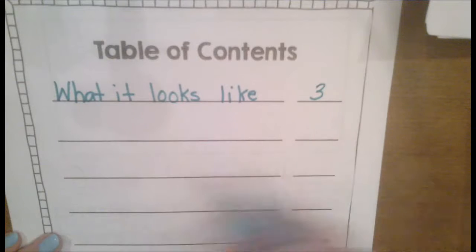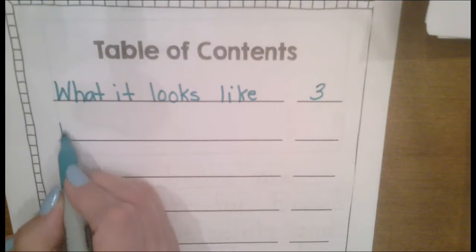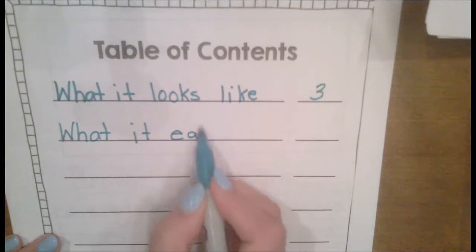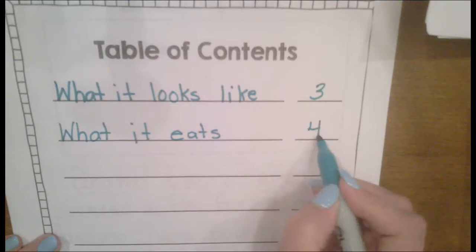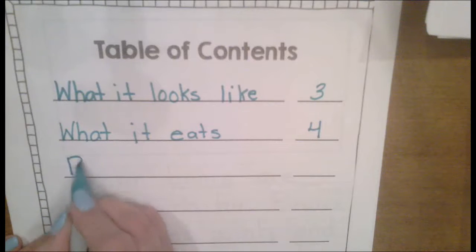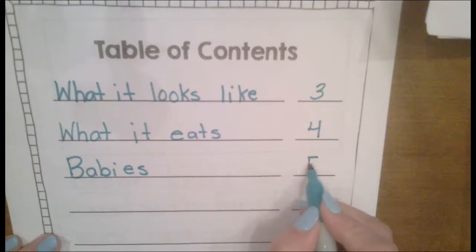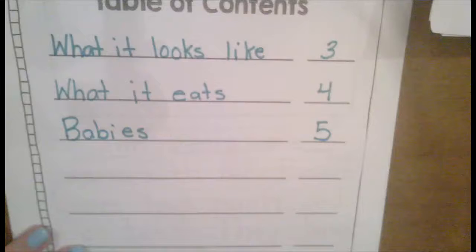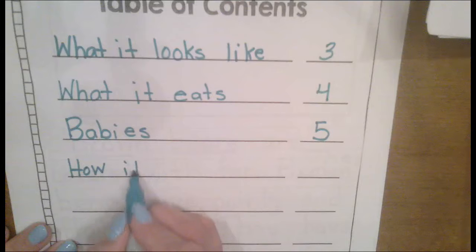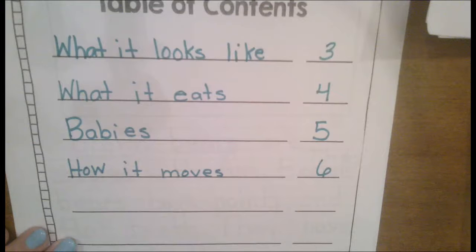The next section is going to be what it eats. Okay, because the next slide, when you're making yours, you wrote your information about what it eats, and I'm going to put a 4 there. Okay, the next section, the next slide was on babies, so I'm going to write babies, and that's going to be on page 5. The next section or the next slide was how it moves, so I'm going to write how it moves. That was on page 6, so I'm going to write a 6.